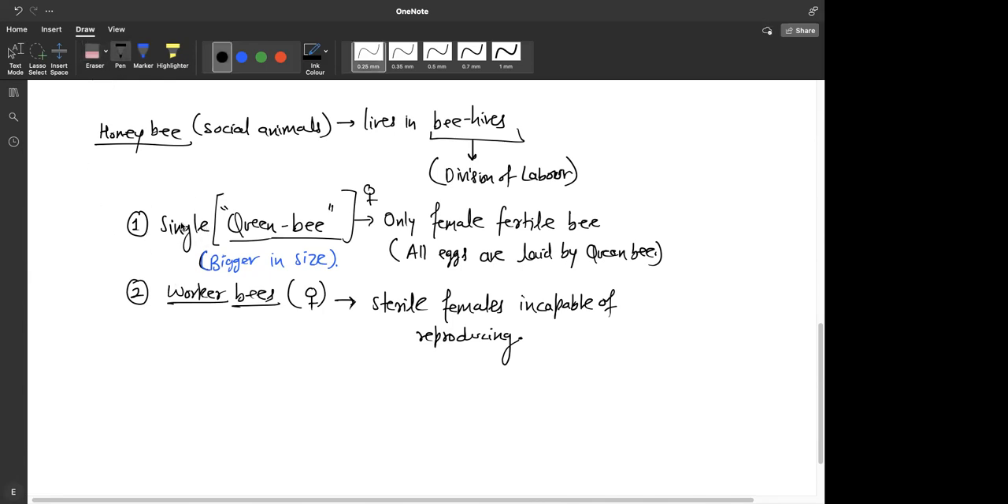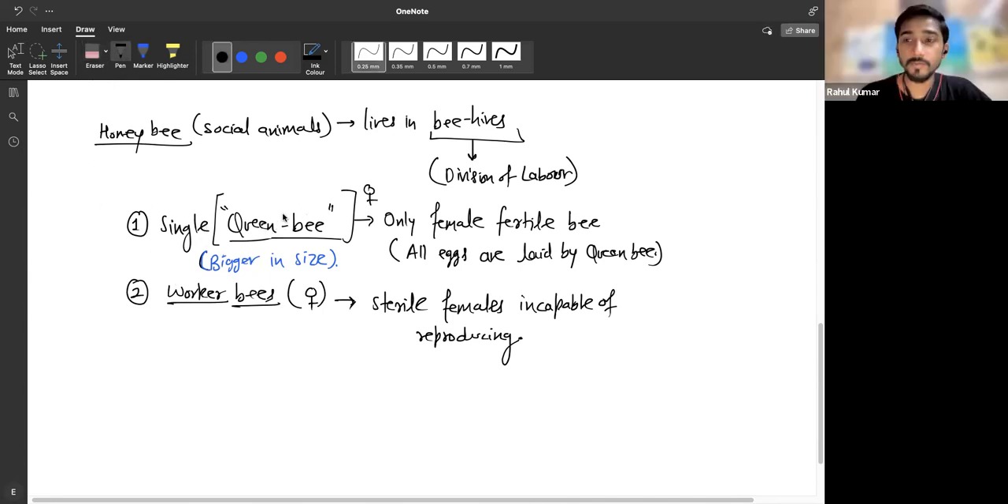So this queen bee secretes some pheromones. This pheromone keeps all these worker bees in the hive sterile. So they're sterile because queen bee secretes something which keeps all of them sterile, but they are female.